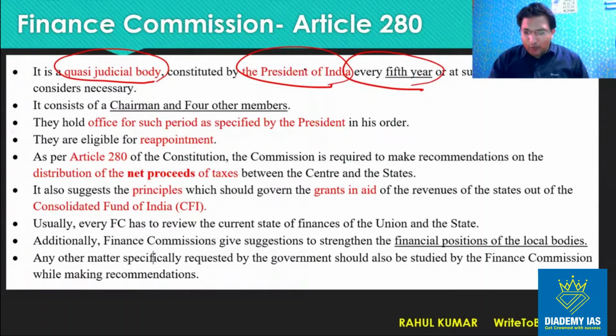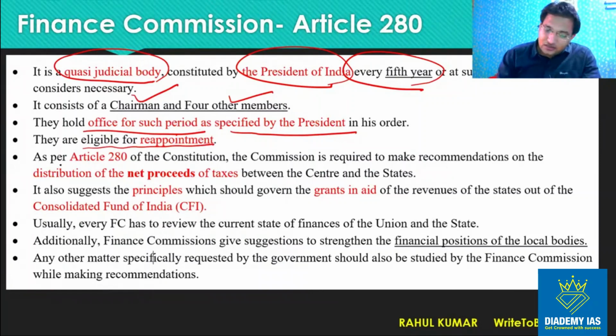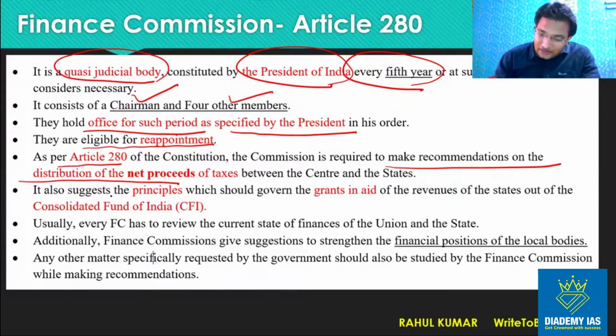So these are the points which are basically from the polity section. It has a chairman and there are 4 other members. The duration of the office is specified by the president. They are eligible for reappointment. As per the article 280, they have to make a recommendation on the distribution of net proceeds. They also have to suggest the principles regarding the grants in aid.